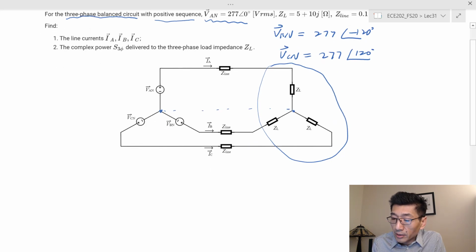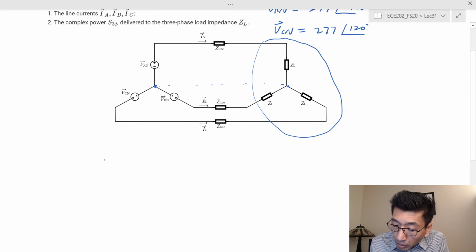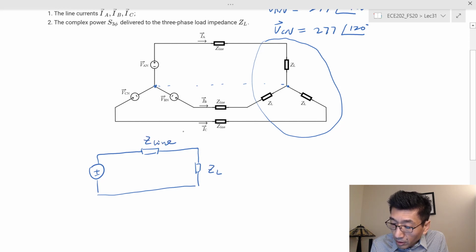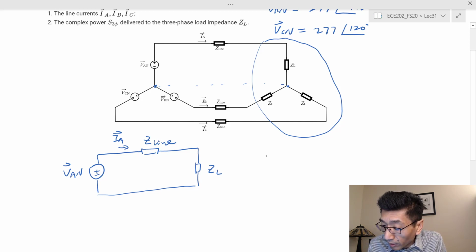So I could just single out this one phase. I can just look at the single phase, and then this is ZL. So this is Z sub L, this is Z sub line, and this is V sub AN. Instead of solving the three-phase circuit, I look at the same single-phase circuit because this is a neutral line, right? I can single this out. Therefore, IA is going to be equal to VAN divided by Z line plus Z sub L, right?